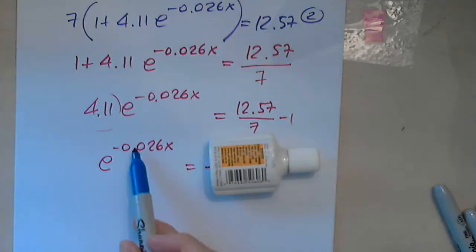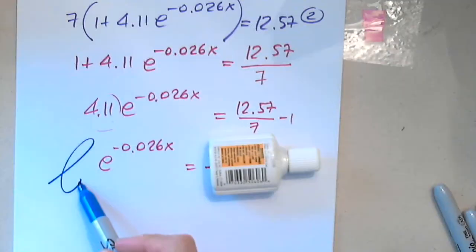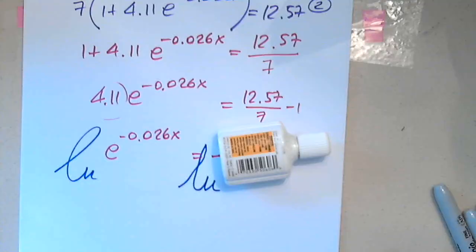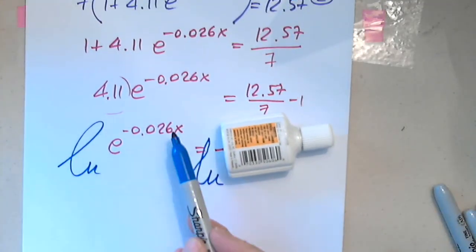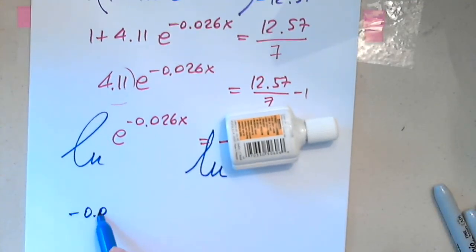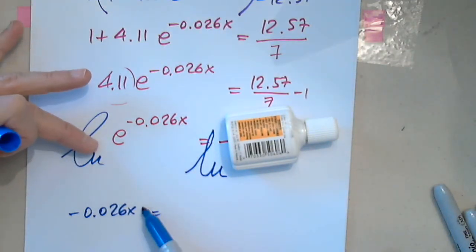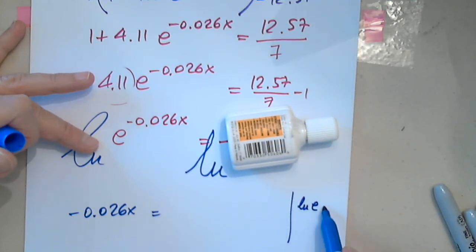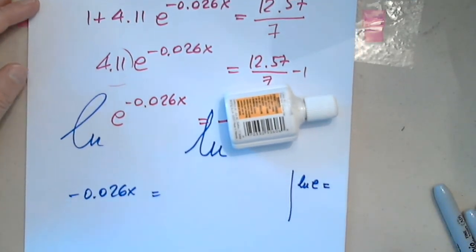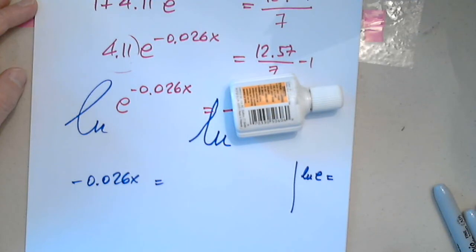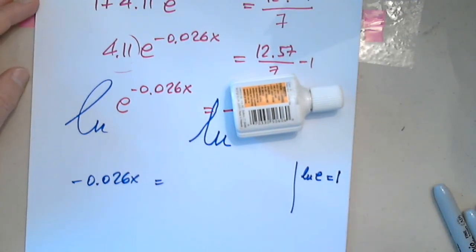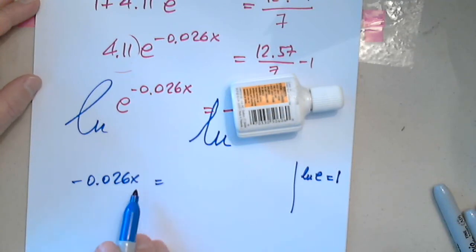We will obviously apply natural log to both sides. We have no choice. When we apply natural log to this side, we'll bring down the negative 0.026x. I should have written in here natural log e, but what do we know? Just a side note. What do we know about natural log e? They're inverses? So it's 1? Exactly. It is 1. That's why I didn't write it.